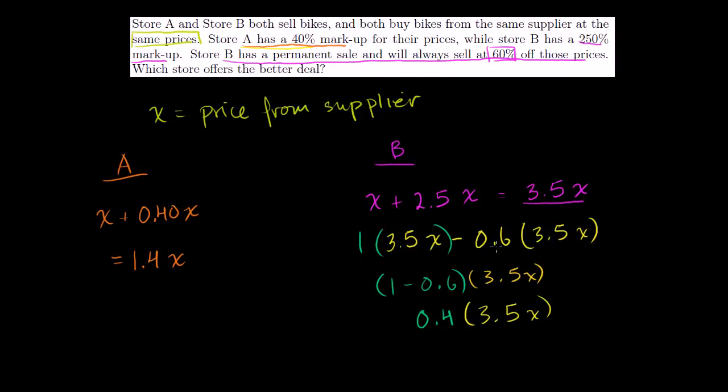3.5x. And let's multiply that out. So if we take 3.5 times 0.4, 4 times 5 is 20. 4 times 3 is 12, plus 2 is 14. And we have 2 numbers behind the decimal spot. 2 numbers, 1, 2. 1.4. So they're going to sell it at 1.4x. So in either store, you're actually going to pay the same price. Let's say they buy the bikes from the supplier at $100. Then in Store A, you're going to pay $140 for that bike. And in Store B, you're going to spend $140 for that bike. But in Store B, you think you're getting 60% off.